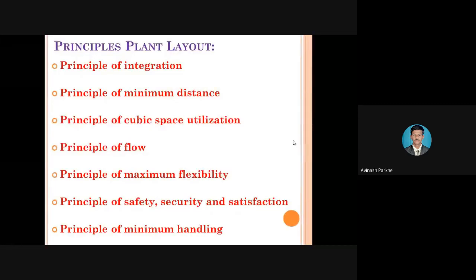Therefore, whenever we are designing the plant layout, whenever we are designing the sequence of operation, whenever we are finalizing the location of the machines and their sequence, this first principle we have to keep in mind, that is, material should flow in the forward direction only. So whatever the number of operations we have to perform, we perform at that particular machine, and immediately that material will move in the forward direction only.